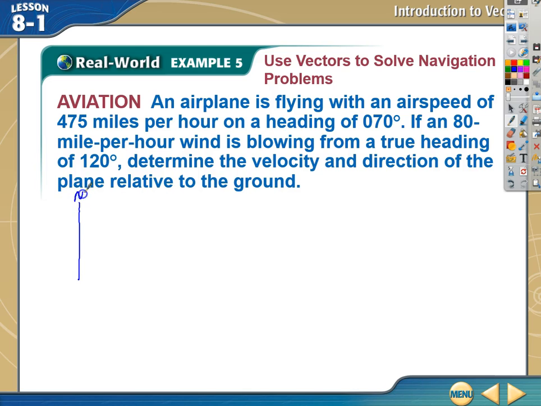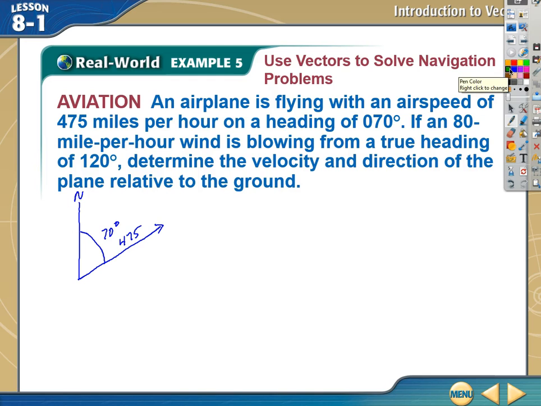070 degrees, that means I go north. I draw out here 70 degrees. There's my vector, and it's 475 miles an hour. That one you should have by now. I'm not going to argue with you on this. This one you should have.